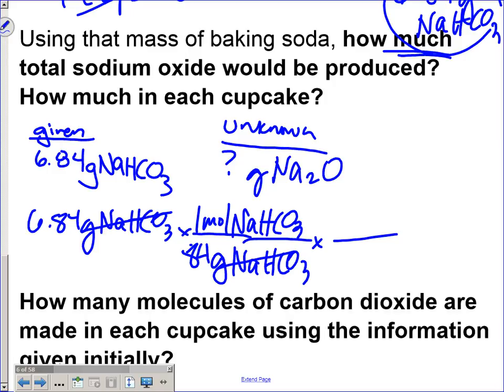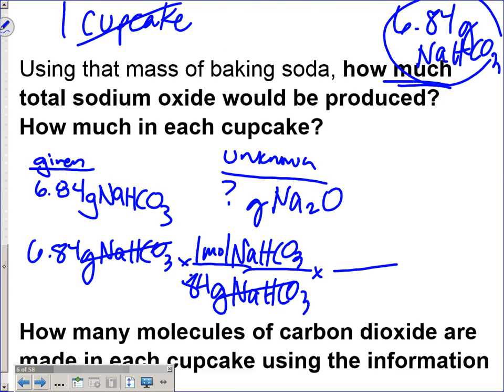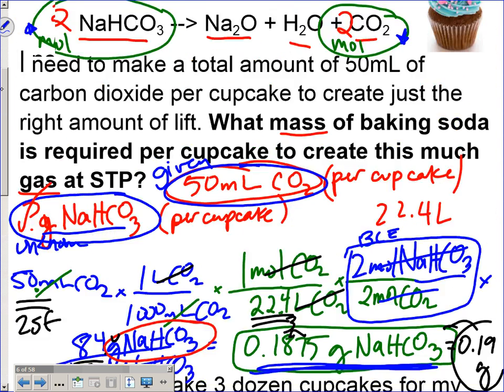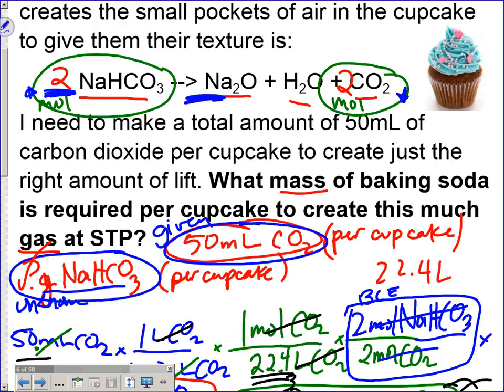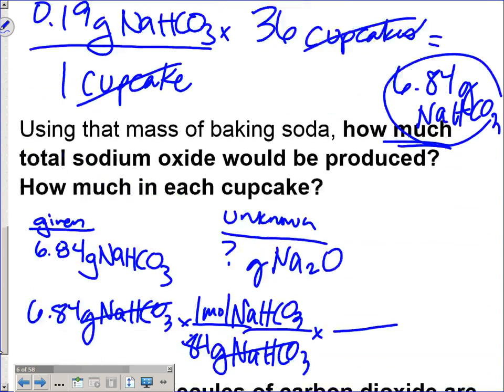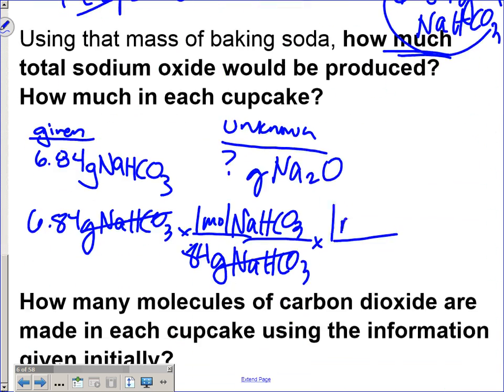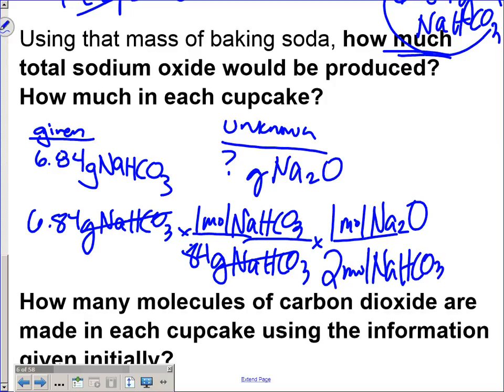Now I'm at moles of one thing. I've got to go to moles of the other thing by using what? Anybody? Mole ratio. This is a 2-to-1 ratio, but because I'm going to the sodium oxide, that has to go on top. This has to go on bottom because I have to cancel this. So 1 to 2 is what it looks like here. So I'm going to put 1 mole of sodium oxide is related to 2 moles of sodium bicarbonate. And I got this from my balanced chemical equation. Don't forget that step. And so that simply allows me to cancel my moles of sodium bicarbonate.